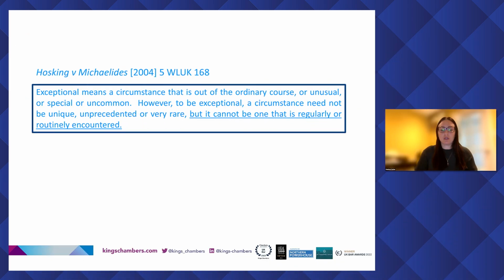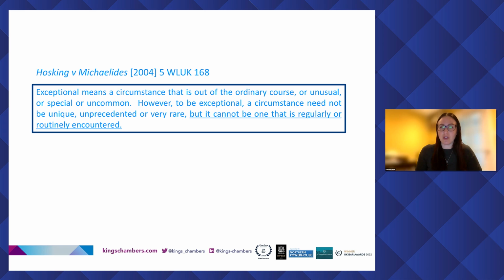Now, there's a helpful summary of what exceptional circumstances are in the case of Hosking and Michaelides. Don't know if I'm pronouncing that right. It's a High Court case from 2004, where it was simply stated that exceptional means a circumstance that is out of the ordinary course, or unusual or special or uncommon. However, to be exceptional, a circumstance need not be unique, unprecedented or very rare, but it cannot be one that is regularly or routinely encountered.